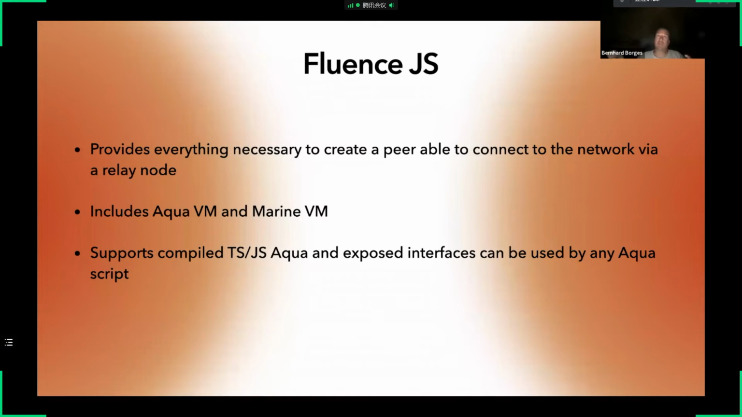Fluence JS brings Aqua VM to a variety of clients, browsers, node apps, etc., and it brings a limited Marine virtual machine as well. The limitation, for the browser and node apps, is that it only runs single-service WASM modules right now. But if you have that, you can deploy these kinds of services just like you would on a Rust node and fully access them through Aqua VM.